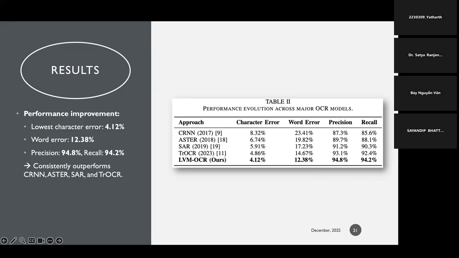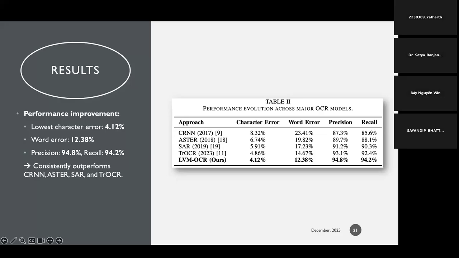The industry standard was CRNN. It has a character error rate of over 8%. In a casual email, 8% is annoying, but in a hospital, an 8% error rate is really dangerous. It means nearly 1 out of every 10 characters is wrong. That's the difference between 10 milligrams and 100 milligrams or something like that.